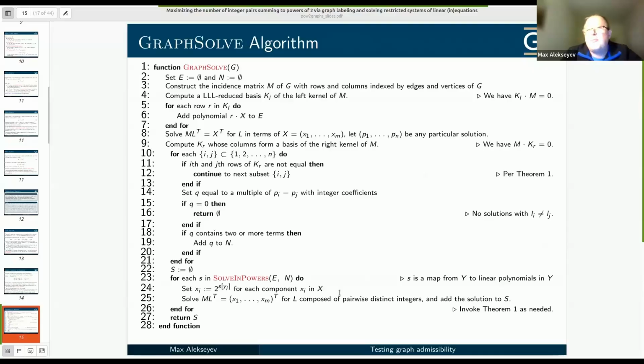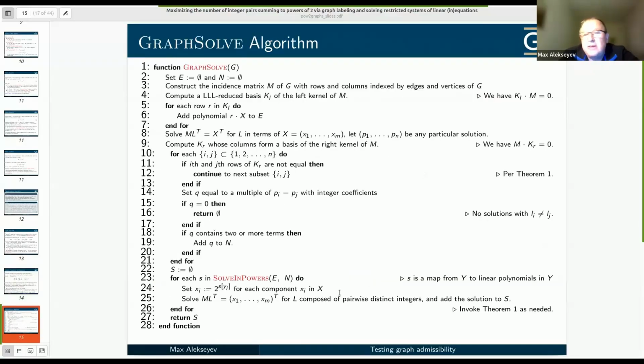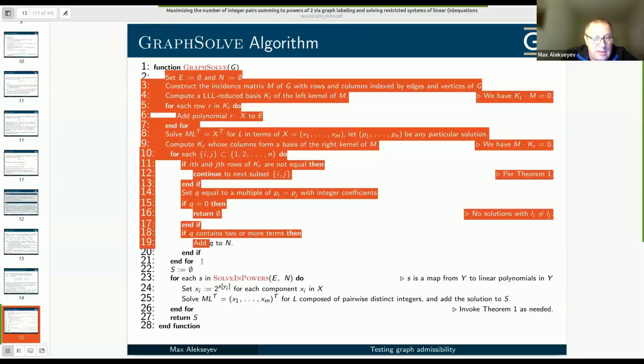So suppose for a moment that we know how to solve the problem. I will explain it a bit later, but for now let's assume we know how to solve it. Then I'm ready to present you an algorithm that tests admissibility for the graph. I call it graph solve, which takes as an input a graph G, an unlabeled graph. And the first thing that it does is construct the two sets, set E and set N, as I explained. This is just the same description, given a bit more formally as an algorithm.